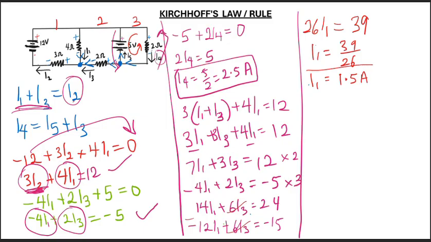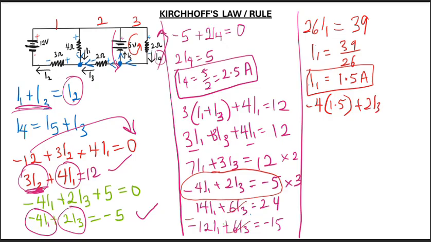That is our i1. Now moving on to get our i3, since we know that this equation holds for i3, I can just plug my equation into this. So I will say minus 4 times my i1, which is 1.5, plus 2i3 equals negative 5. You can use any of the equations that we have derived earlier, maybe you are using this, any of them. Just prefer the one that is simpler to resolve.